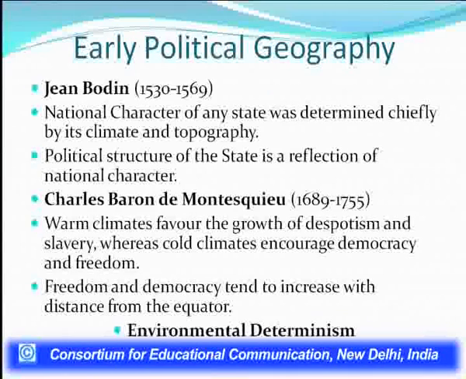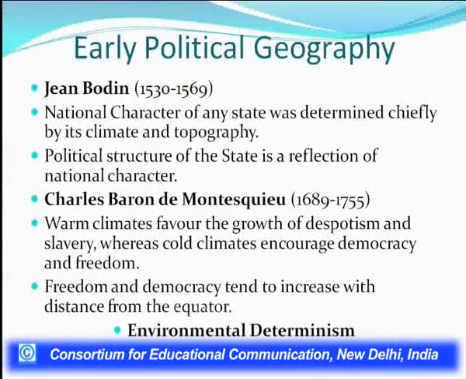Very interestingly, in the early development of political geography, we find that Jean Bodin, a French geographer, argued, largely in the environmental deterministic tradition, that the national character of any state was determined chiefly by its climate and topography. He was underlining the fact that the behavior, culture and overall world vision of people who live in a particular society have a deep impact of climate and topography, and thus the political structures formed in these parts of the world are a reflection of the national character. So there is an influence of geography on national character, and from there political structures emanate.